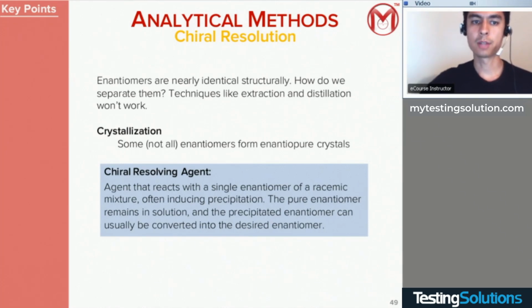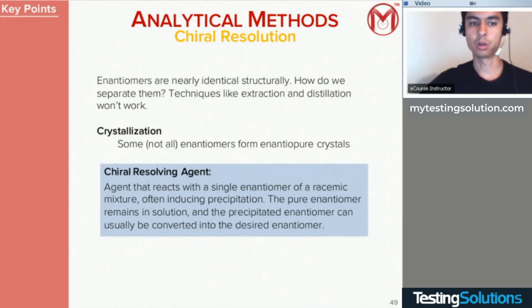So chiral resolution is a way to actually separate different enantiomers. And there's a couple different ways to do that. One is through crystallization. Some, but not all, enantiomers form enantiopure crystals. So we can try to crystallize them, and if we're lucky with the molecule in question, we'll end up with a pure enantiomer when the crystal forms.